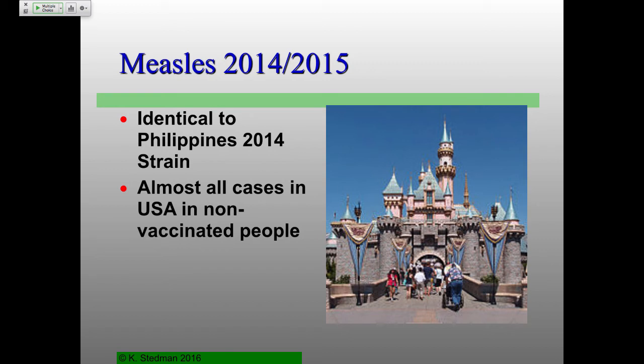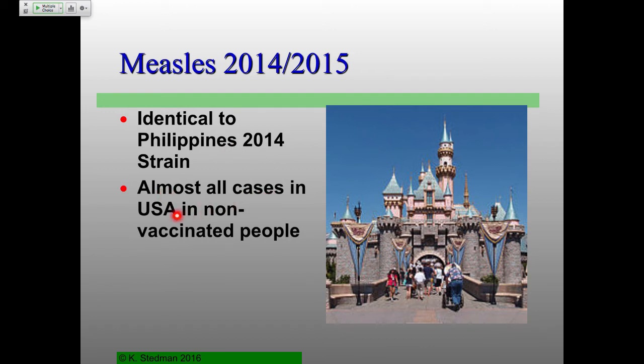A bit of a wake-up call happened, I guess this is now 2014, 2015, so a couple of years ago now, in the place you most expect to get measles, Disneyland. A couple of hundred cases of measles from people who had visited Disneyland turned out to be identical to a strain in an outbreak that was happening in the Philippines.